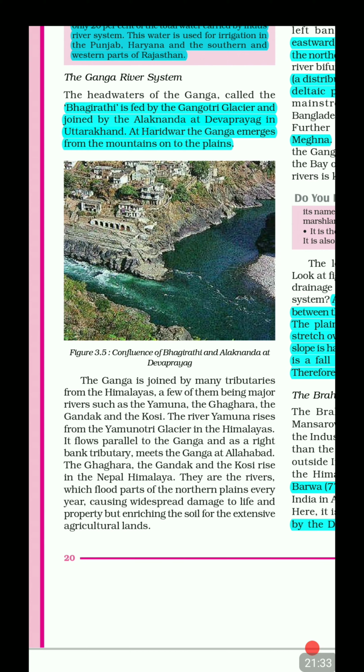The left-hand tributaries of Ganga can be learned by the trick: राम ने गोमती के घाघरे पर गंदी कढ़ाई की. Ram, Gomti, Ghagra, Gandak, Kosi, and finally Mahananda, which forms the border of West Bengal and Bihar.